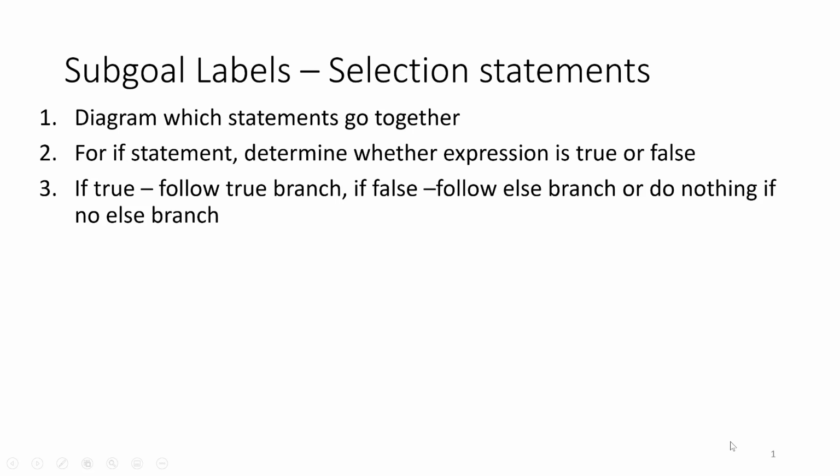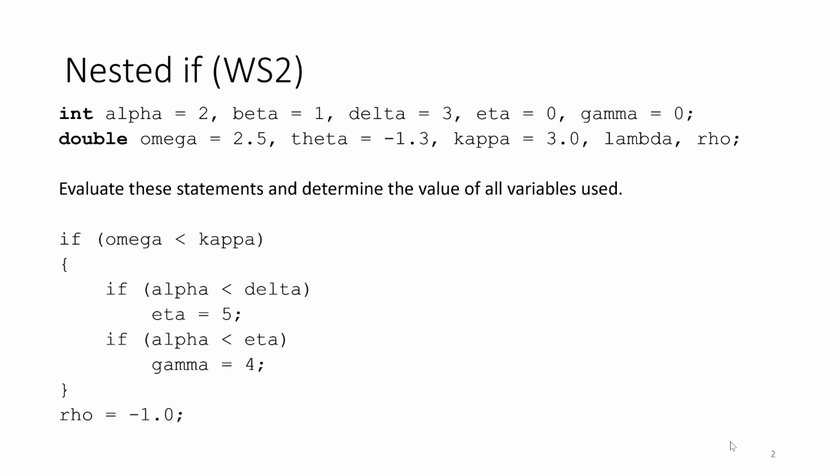This is the next worked example for selection statements in Java using subgoal labels. Here are the selection subgoals. In this worked example, we will be looking at nested if statements.